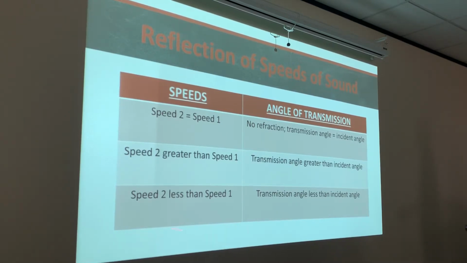If speed 2 is less than speed 1, meaning our medium 2 is water and our medium 1 is air, I'm sorry, just the opposite. Our medium 2 is air and our medium 1 is water. The transmission angle will be less than the incident angle.